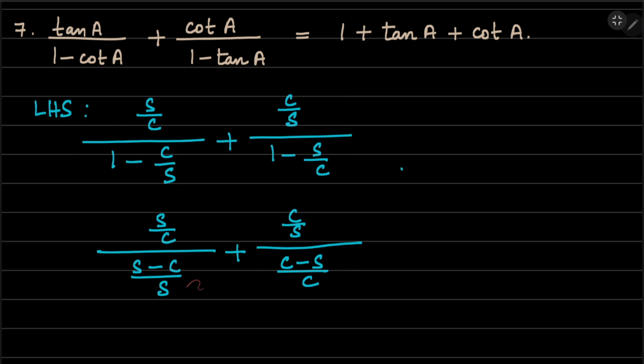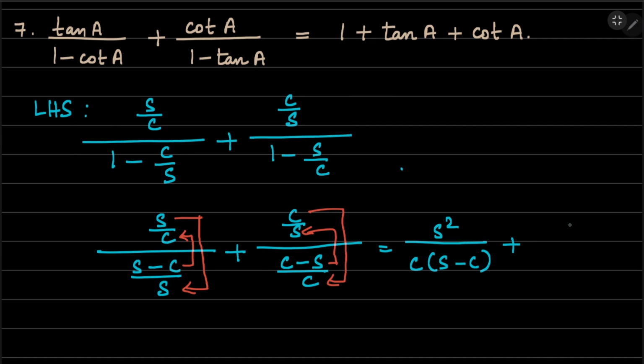And here, whenever you have fractions, the numerator of the upper fraction will get multiplied with the denominator of the lower fraction, and the numerator of the lower fraction with the denominator of the upper fraction. So whenever you have two fractions, it will get multiplied in this manner. So what do you get here? This is nothing but sine square into sine square, whole divided by cos multiplied by sine minus cos, plus again cos square divided by sine multiplied by cos minus sine.